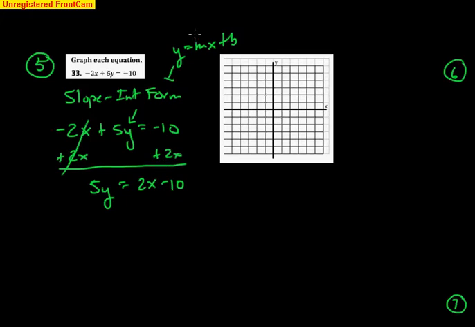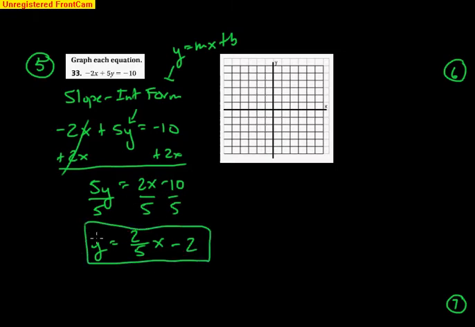Notice I put the x term first because of my slope-intercept form. And then I'll divide by 5. And I'll do everything divided by 5. And we get y equals, keep this a fraction, 2/5 x. And then negative 10 divided by 5 is negative 2. There's my slope-intercept form. From here, I identify 2 things. The slope, m, is 2/5. And the y-intercept, that is the point (0, b). b is that last number, negative 2.